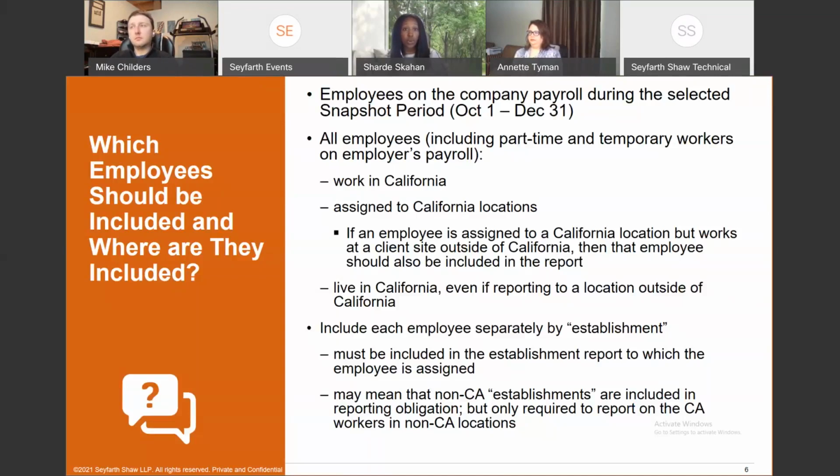to the state. So you want to look at, are they working in California? Are they assigned to a California location? And are they living in California? If one of those conditions are met, then that employee is going to be included.